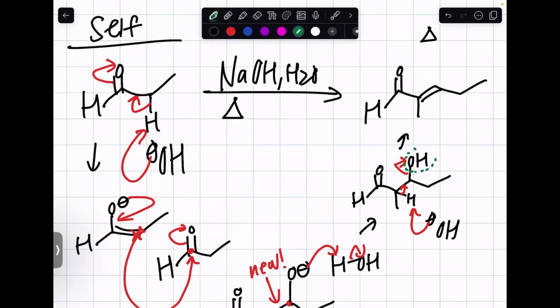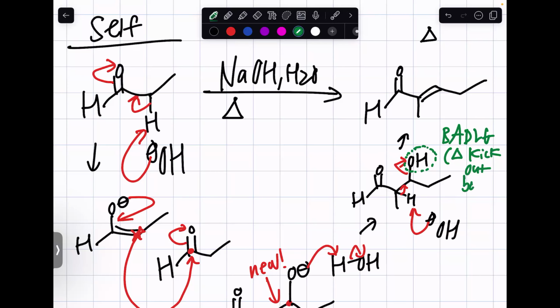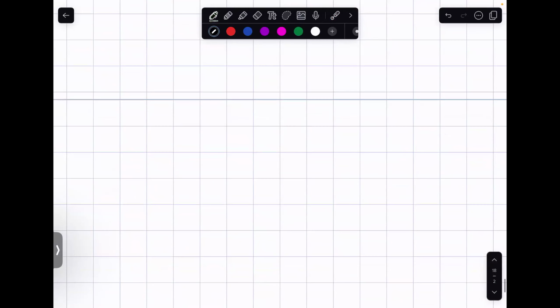What kind of leaving group is this? OH. Is this a bad leaving group or a good leaving group? It's bad. It's a bad leaving group, which is why it stops here with no heat. The reason it's able to leave is because we added heat. If we add heat, there's enough energy for it to kick out the bad leaving group. Can you remind me why it's a bad leaving group? What makes it a bad leaving group?